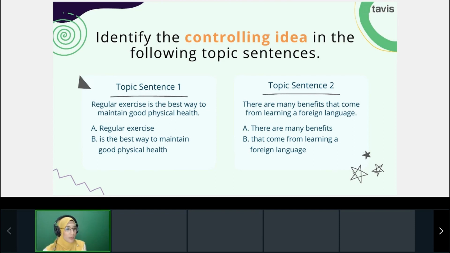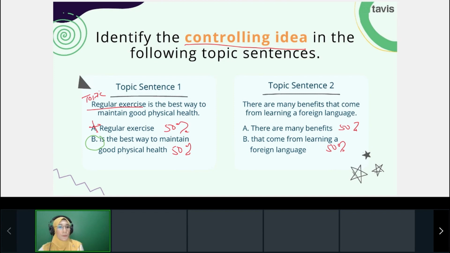I only provided you A and B. Now we have a 50-50 chance. Which one? Is it regular exercise? Right now, we have to find the controlling idea, the idea that supports the topic. So definitely, we now know that regular exercise is the topic, right? This is the topic, regular exercise. So A is wrong. Now we are left with B. If you say B, congratulations.